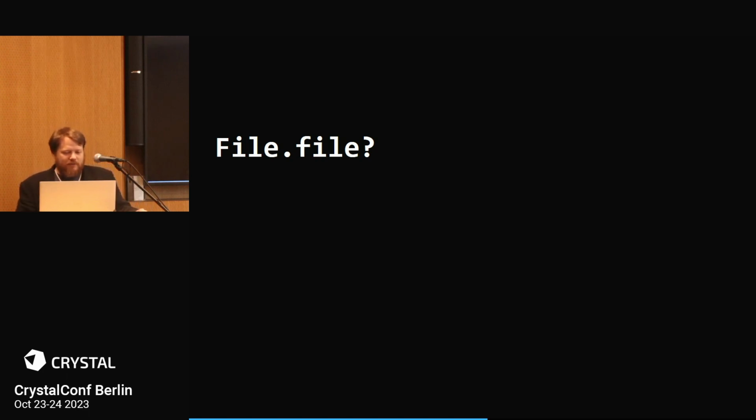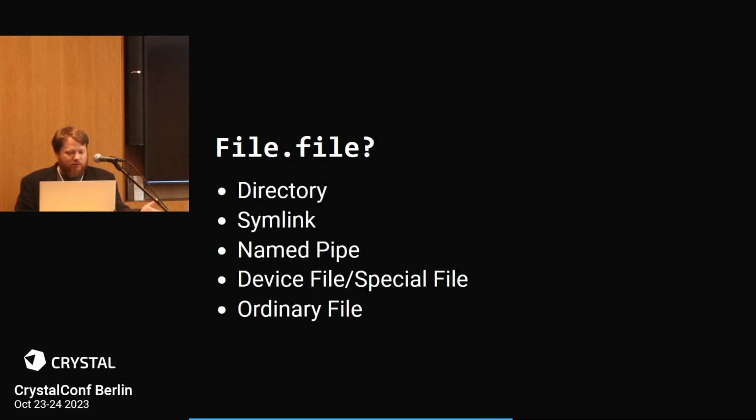And the problem with this method in particular is that the name file is a bit ambiguous. So what is a file? In the first sense, it's everything that can be in a file system. So we have a directory, it could be a symlink, or more special things like a named pipe, a device file, or like the ordinary file that you would expect, like the Crystal source code file. That's maybe the smaller meaning of file, but everything that at least can be considered a file, just files of different types.